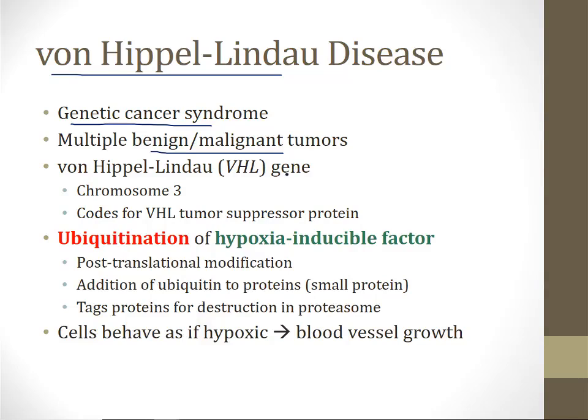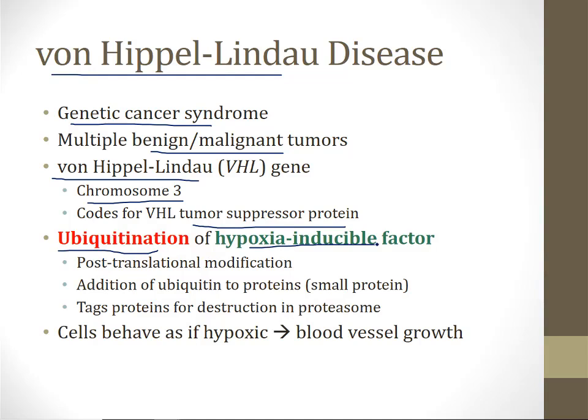It's caused by a mutation in the VHL, or von Hippel-Lindau, gene, which is found on chromosome 3, and it encodes for the VHL tumor suppressor protein. For step 1 of your exams, it's high yield to know how this tumor suppressor protein works. It leads to ubiquitination of a protein called hypoxia-inducible factor.